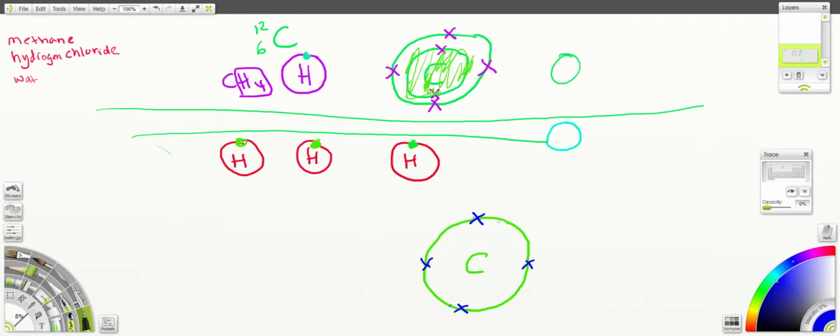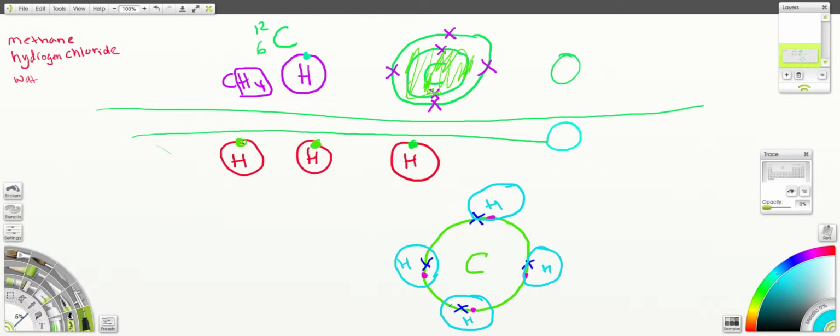All 4 of them are lonely, so they're going to share the electrons with hydrogen. So that's the electron from hydrogen. That's another electron from hydrogen. That's an electron from hydrogen. That's an electron from hydrogen. Dots and crosses, guys and girls. So here's my hydrogen. Here's my hydrogen. Here's my hydrogen. Here's my hydrogen.